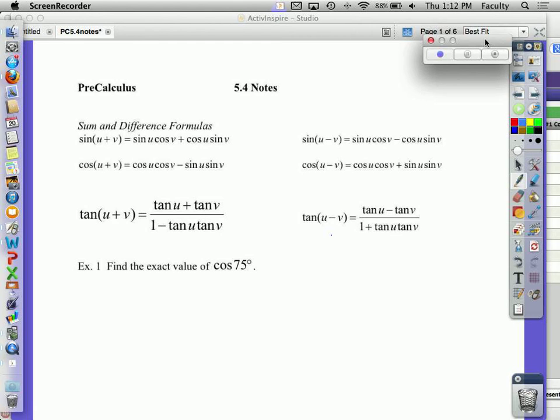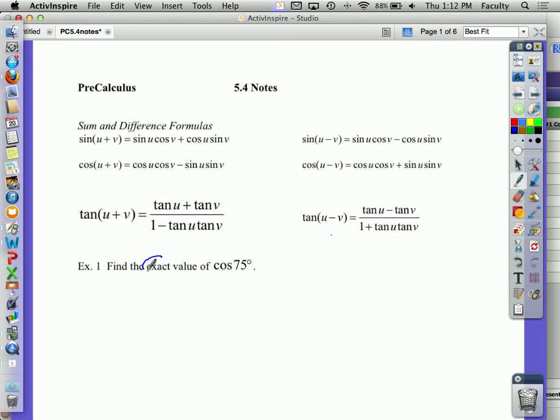In example 1, it says find the exact value of cosine 75 degrees. Exact value means I'm not using my calculator. It's not a decimal approximation. 75 degrees is not a unit circle value. However, if you look at these sums and differences, can you think of a sum or difference of 2 unit circle values that would produce 75 degrees? Tyler? 45 and 30. There we go.